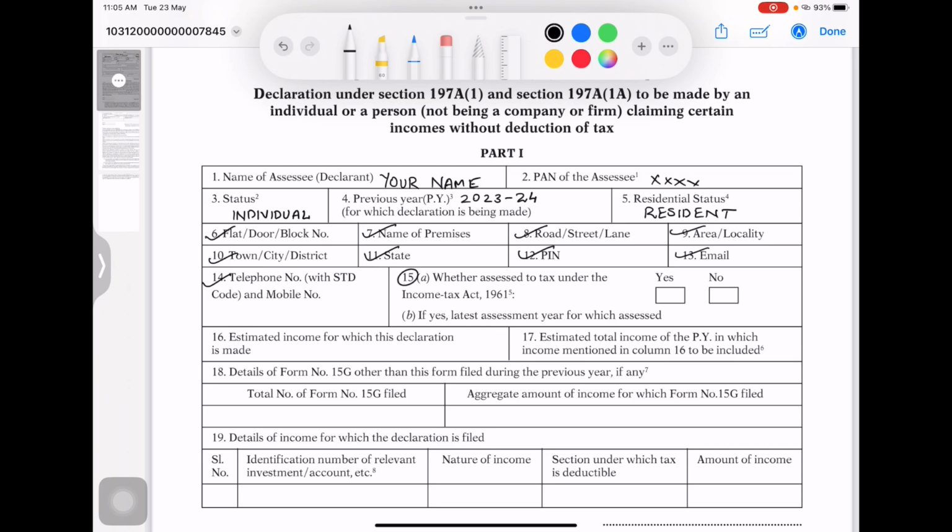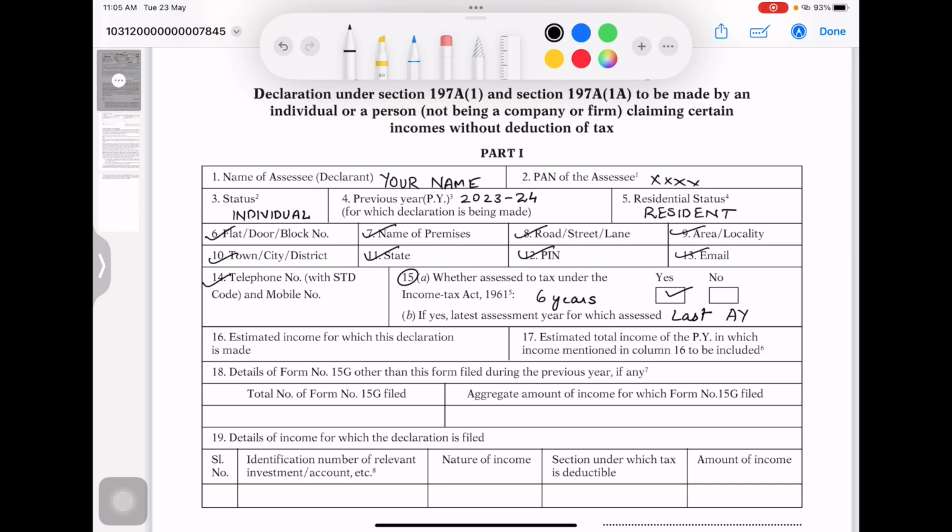And this is where most people and most YouTube channels also go wrong when it comes to when do you tick mark the yes box and when do you tick mark the no box. So listen to this particular point carefully. If in the last 6 years you have filled your income tax returns, you are going to check mark on the yes box and you're going to write the last or the latest assessment year for which you filled your income tax returns.